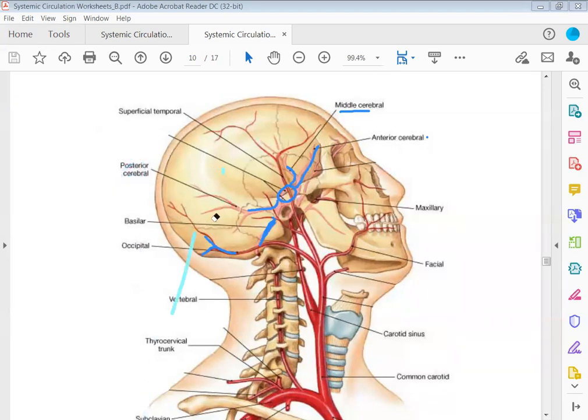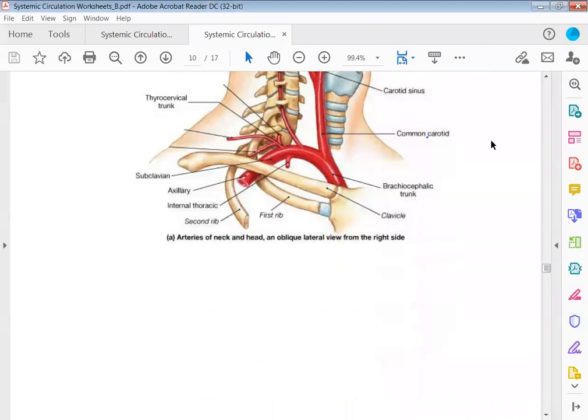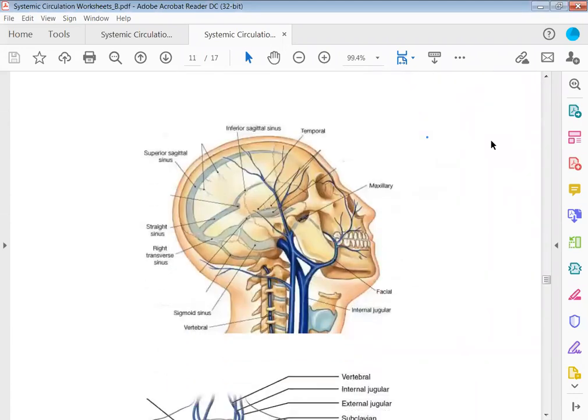So those are all the ones you have to know in this picture. Okay, now we're going to go down to the next picture that you have to know. So instead of the arteries of the brain and neck area, now we're going over the veins of the neck and brain area. So again, just like the artery, you have this vein that comes up through the vertebrae.